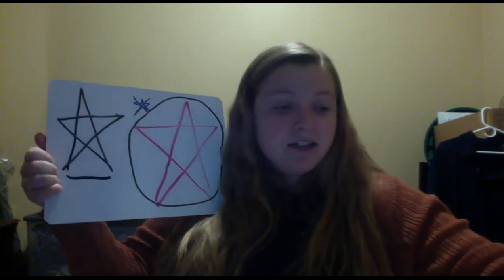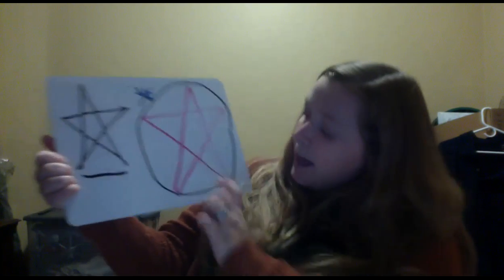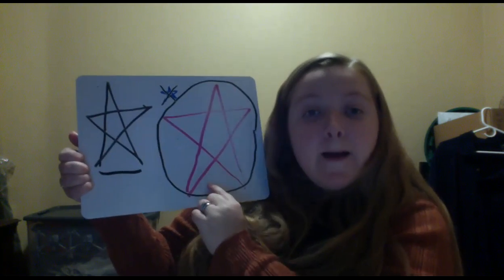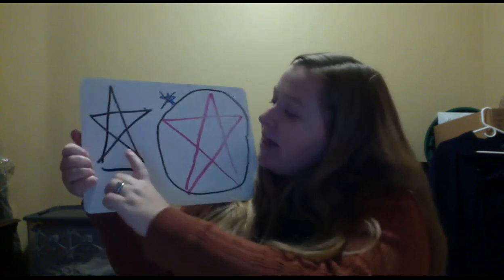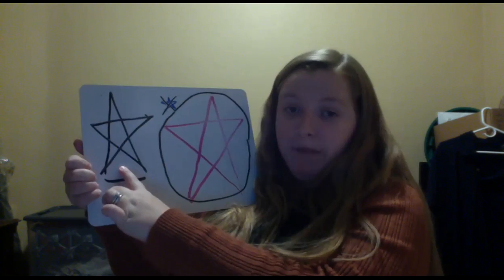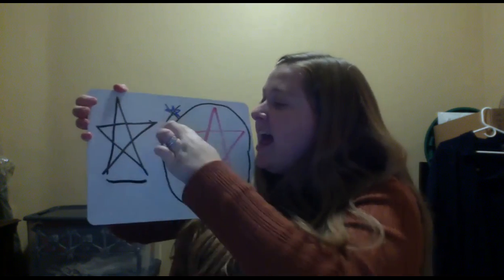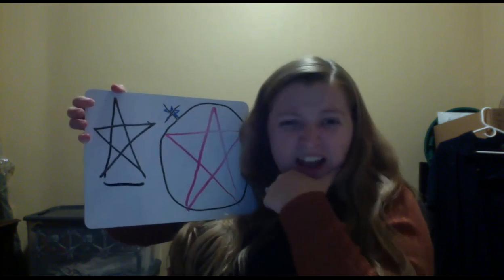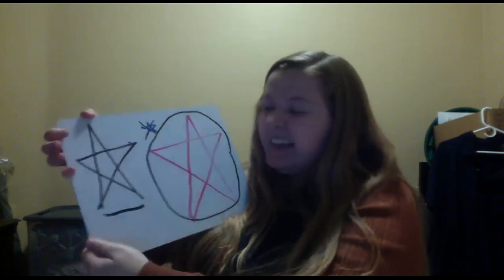All right, so let's describe these stars. The pink one is the biggest. The black one is the middle sized. And the blue one is the smallest. All right, do we think we understand the concepts of biggest, smallest, and middle sized?